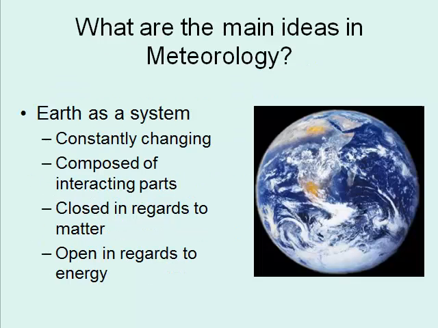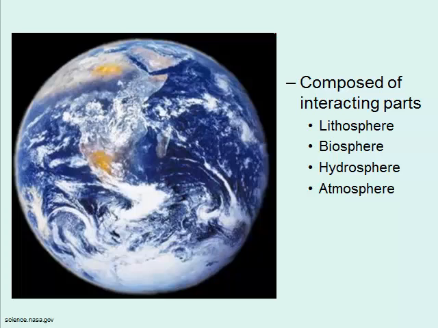So what are the main ideas in meteorology? Well, one major thing, if you'll remember from other science classes, is that the Earth is a system. So it's constantly changing, it's composed of interacting parts, it's closed in regards to matter and open in regards to energy. So the interacting parts the Earth has are 4 different spheres: the lithosphere, the biosphere, the hydrosphere, and the atmosphere. Lithosphere would be the rocks, biosphere, life, hydrosphere, water, and the atmosphere, the air, which is what we are going to focus mostly on in this course, with a little bit of the hydrosphere mixed in as well.